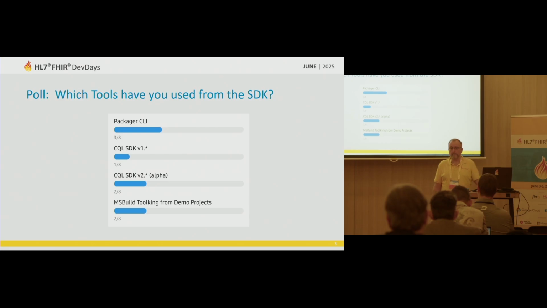So I added a poll in the Wovo app just to see who's using what. Quite a number of you are using the packages CLI. Just one still using version 1 of the SDK, and then we've at least got 2 people using the version 2, and then also the MS Build tooling.